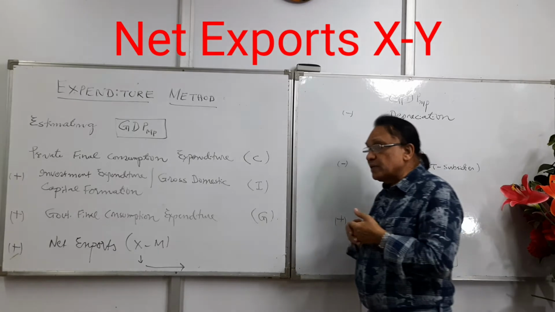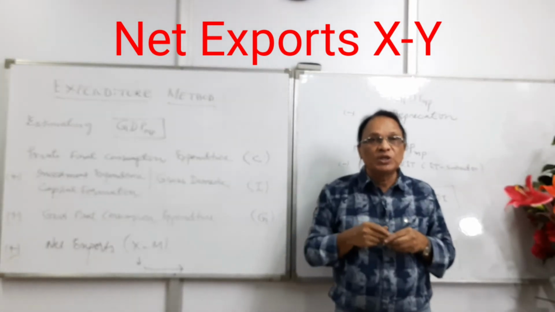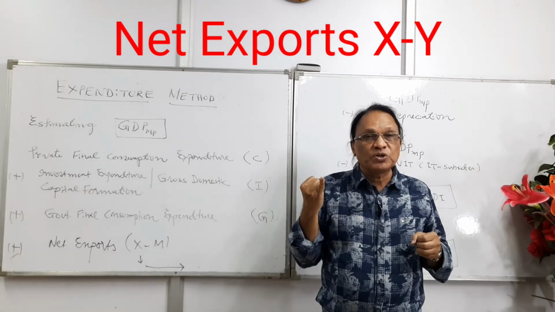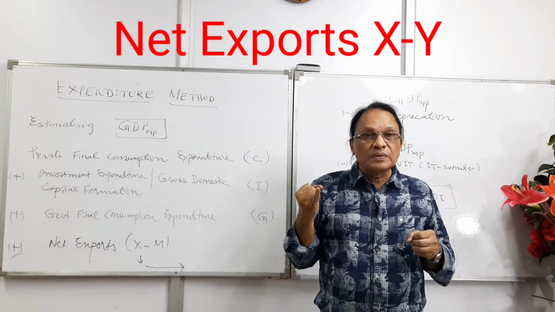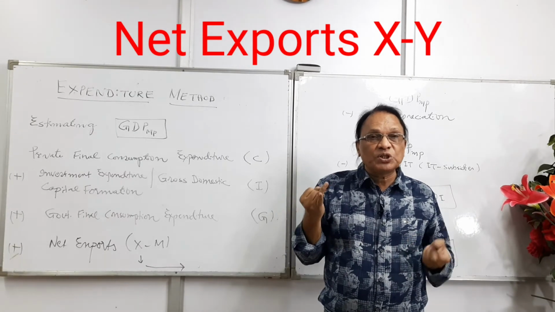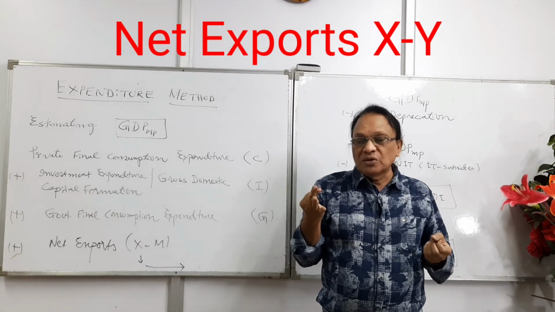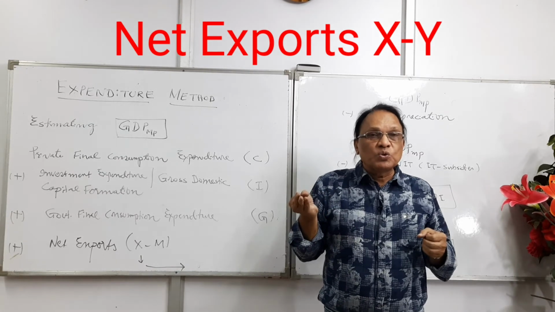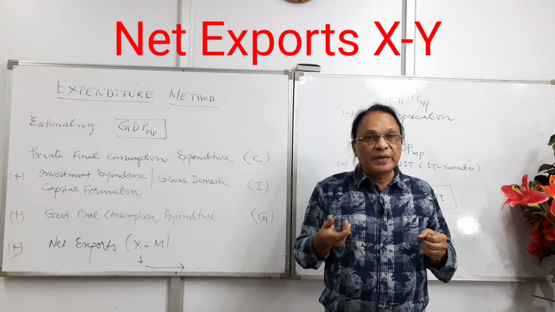So I repeat once again. In the expenditure method, we take the total expenditures on GDP at market price, which are these. Number one, private final consumption expenditure. This is done by the households on all kinds of consumer goods. Number two, investment expenditure. In economics we call it gross domestic capital formation, GDCF. This is done by the firms on all kinds of machines, buildings, structures. The third one is government final consumption expenditure, done by the government in providing you hospitals, schools. And the last one is net exports, X minus M.